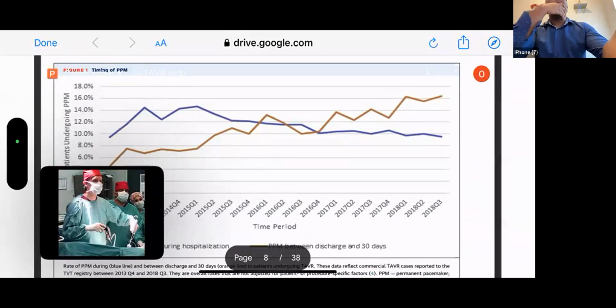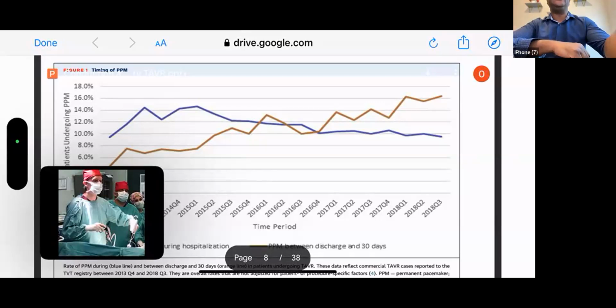So basically, in terms of the timing of permanent pacemaker, we've noticed based on the TVT registry. Usually all the people who do TAVR here in America put all our information into the TVT registry. So with that, we looked at this publication, and from 2013 to 2018, we noticed that the incidence of patients who had a permanent pacemaker has remained relatively the same, between 10 to 15% over the years.